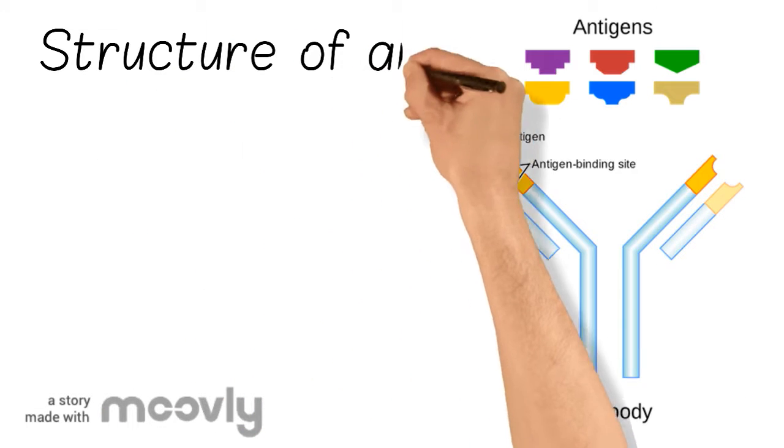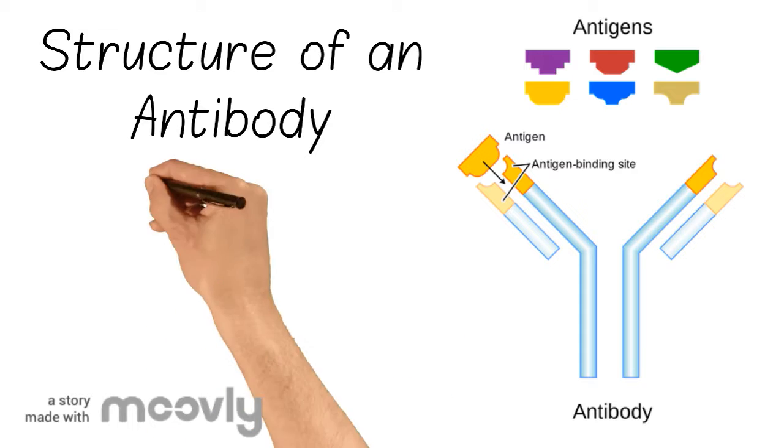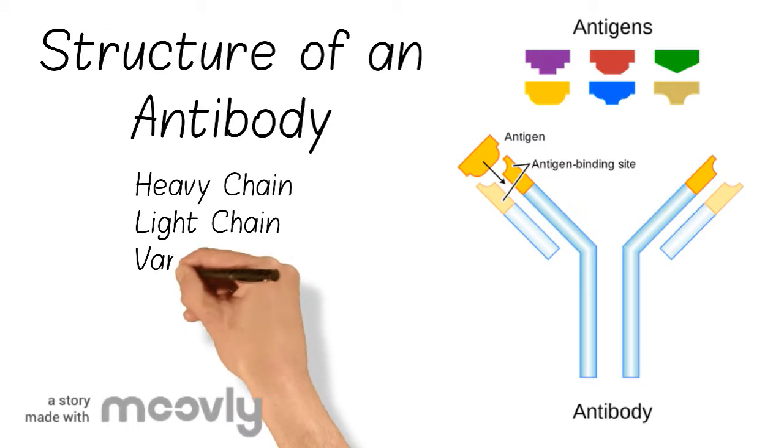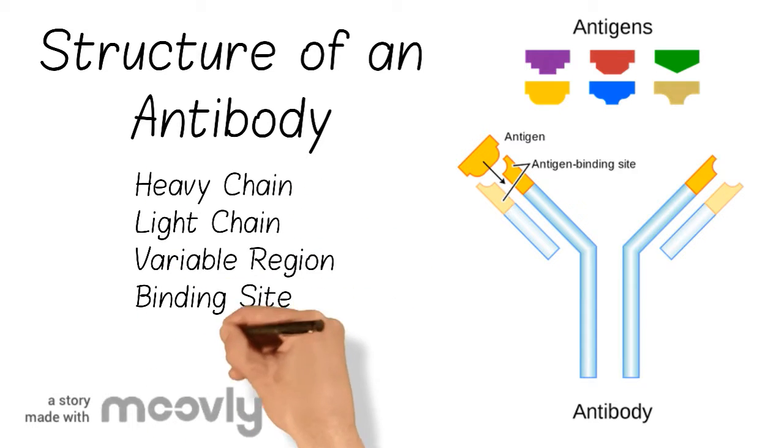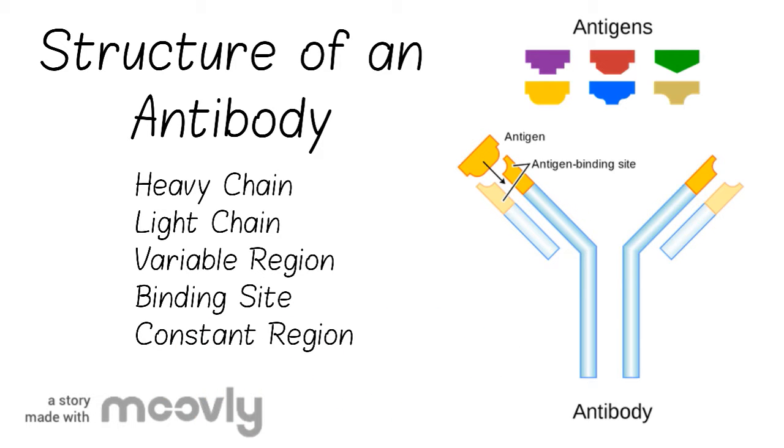All antibodies have a similar structure. They have two heavy chains on the inside and two light chains on the outside. They also have a variable region on each top end with a binding site individual to each antigen. There is also a constant region on the bottom of the antibody.